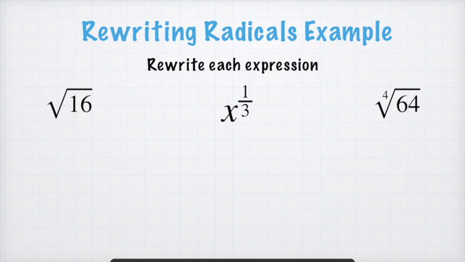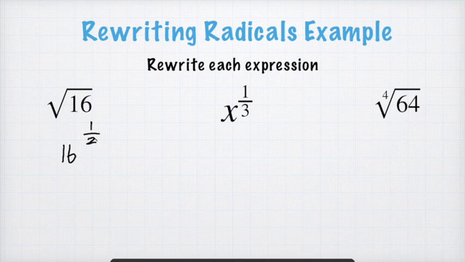Let's rewrite these expressions here. So we have the square root of 16. Remember, we're just rewriting it. So we have 16, and what power is it raised to? Well, it's 1 over our index. Our index here isn't stated, so it's just a 2. So 1 over 2, so it's 16 to the 1/2 power.